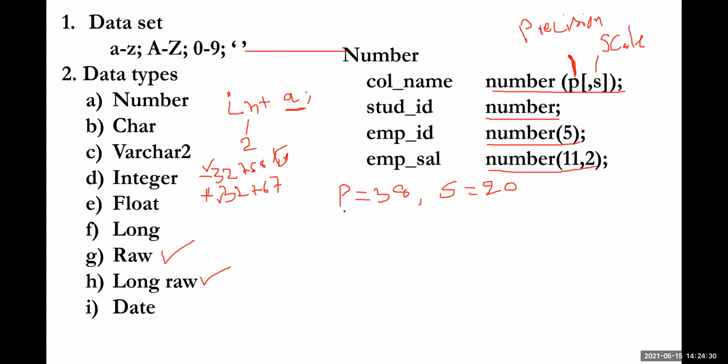Therefore, 38 digits will be taken into consideration. Out of these 38, 20 digits will be considered as scale value, that is the decimal value.